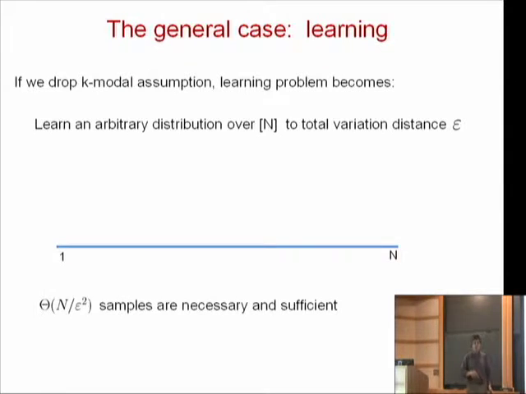OK, so before we get into these specific questions, where we're interested in learning k-modal distributions and testing whether a k-modal distribution is equal to a known k-modal distribution, let's just think about the general versions of these problems for a sec, where we don't have this k-modal assumption. In the general case, the learning question is very simple. You've got some arbitrary distribution over n points, and you want to learn it to variation distance epsilon. This is very well studied. You need n over epsilon squared samples to solve this learning problem. That's a lot of samples, but what are you going to do? There's no structure in this distribution at all. So that's a baseline. We'd certainly like to do better than this.